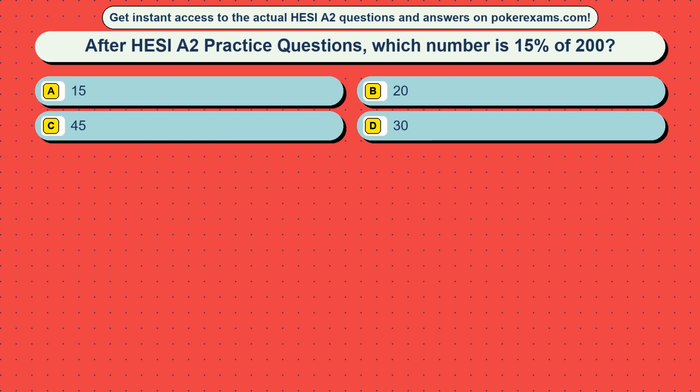Question 26. After HESI A2 practice questions, which number is 15% of 200? Option A, 15. Option B, 20. Option C, 45. Option D, 30.